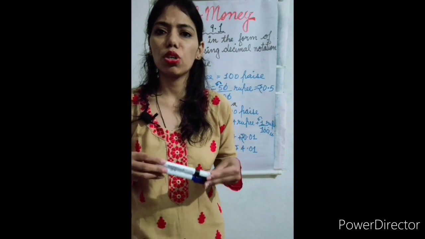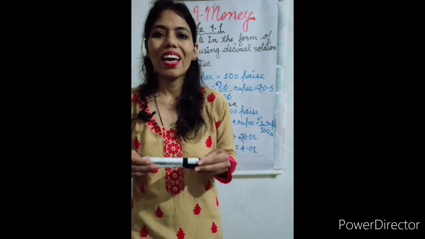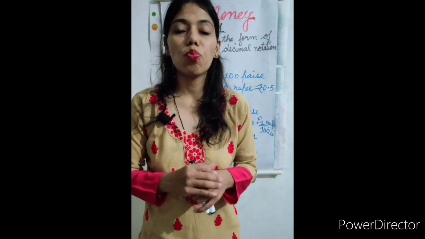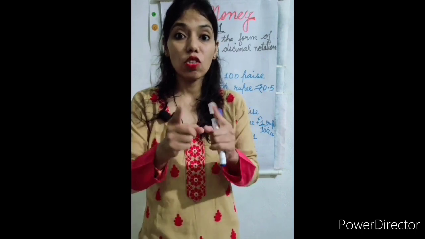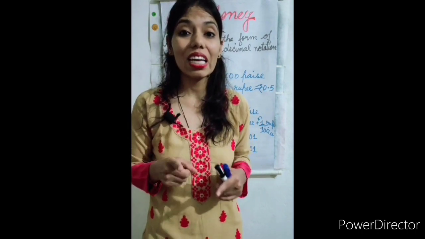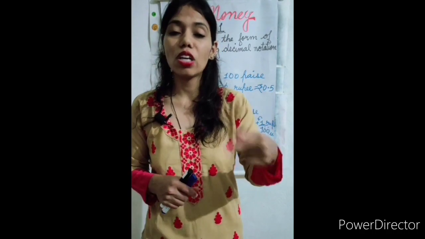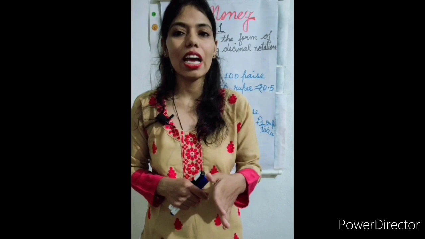Now we will start question number 2, that is: read the following. As it is read the following, we are not going to do this in our notebook. We will just read it. Part A is rupees 0.07, and you have to read it with me. Part A is rupees 0.07. Now you also say it. Rupees 0.07. Part B is rupees 0.19.